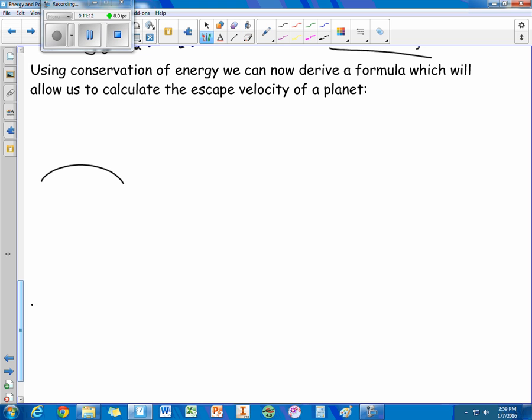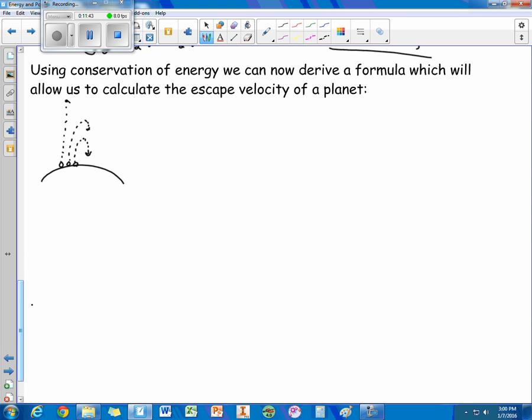As we all know, if you throw something up, it's going to fall back down. If I give it a greater velocity, it's going to go farther and fall back down. But there is one velocity that if I throw it at that velocity, it's fast enough where it will not fall back down. It will escape the Earth and never return. And we want to be able to calculate that.